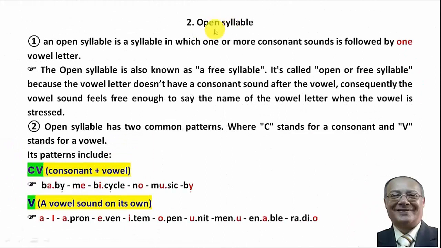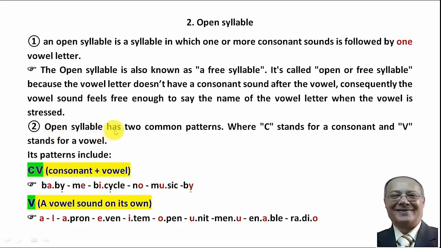Open syllable. An open syllable is a syllable in which one or more consonant sounds is followed by one vowel letter. The open syllable is also known as a free syllable. It's called open or free syllable because the vowel letter doesn't have a consonant sound after the vowel. Consequently, the vowel sound feels free enough to say the name of the vowel letter when the vowel is stressed.